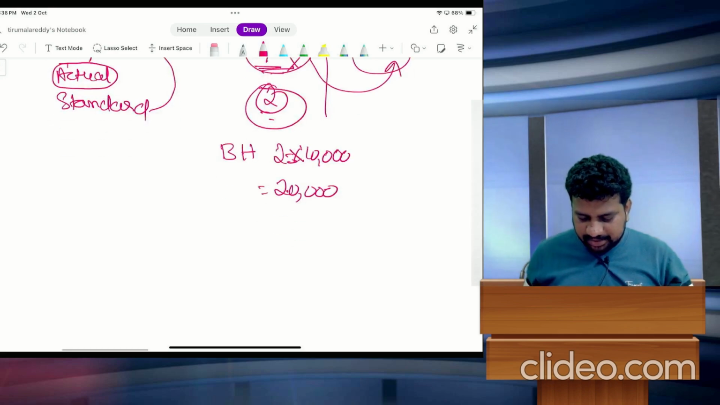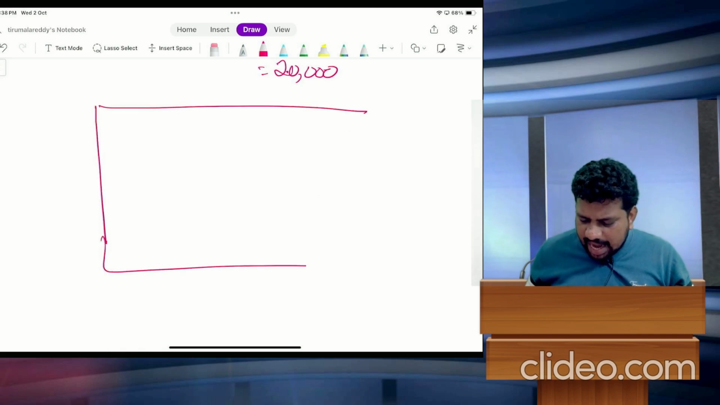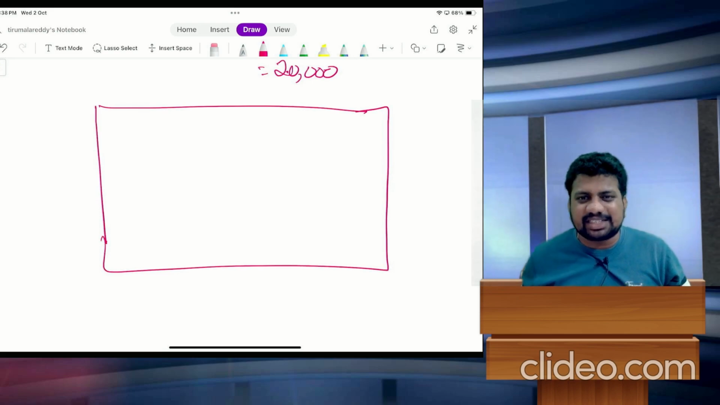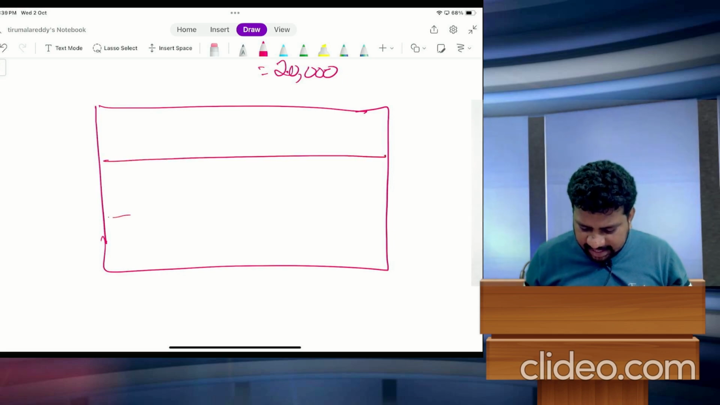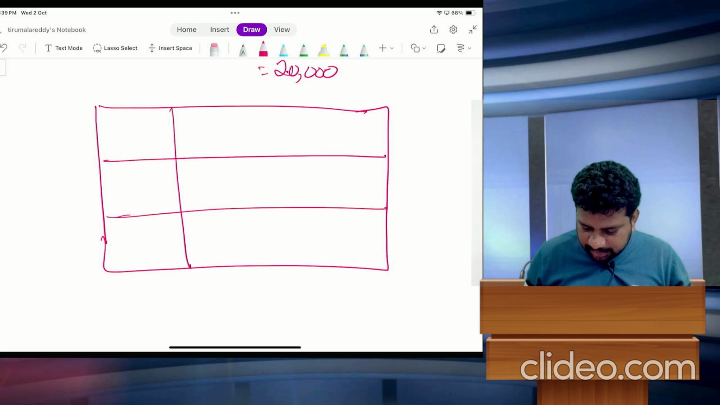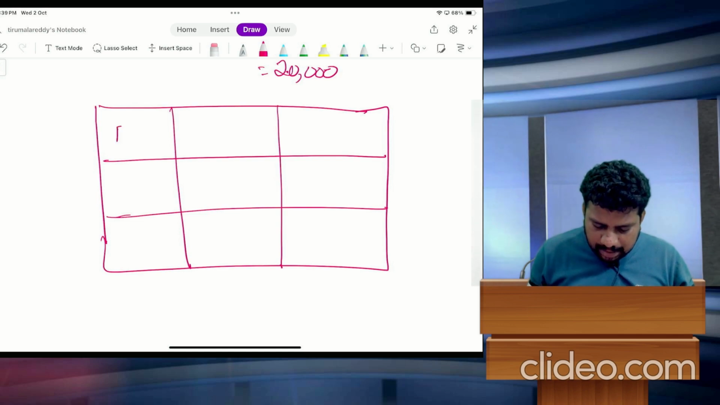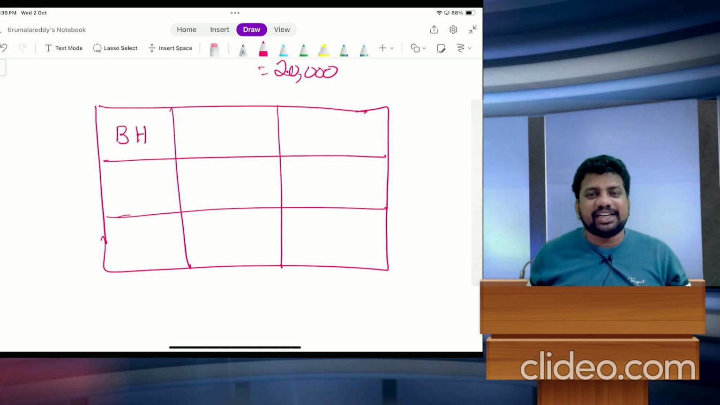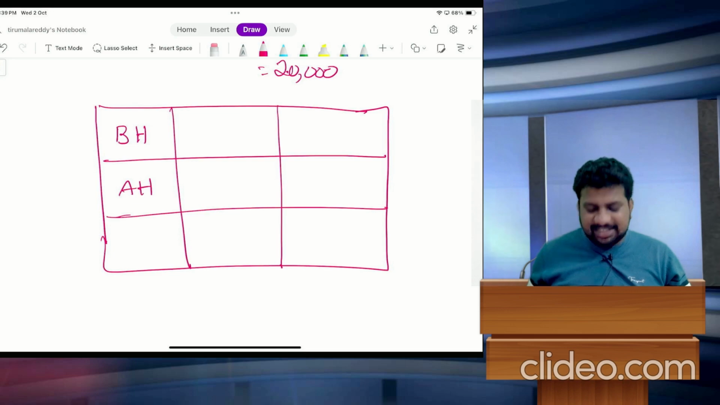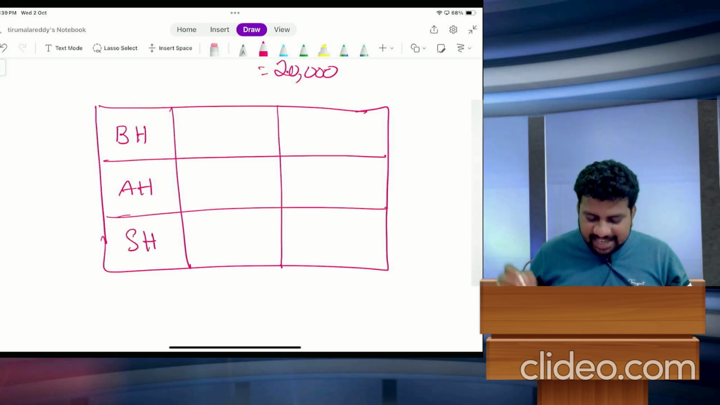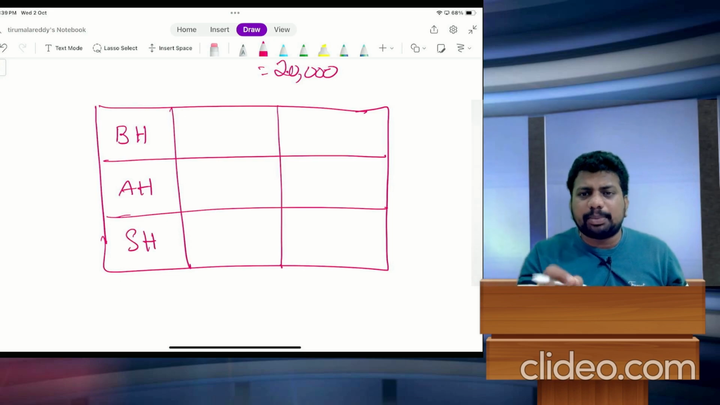Now, to solve a problem from fixed overheads, I am preparing a 3x3 matrix, just to dump the data given in the question. So what is the data exactly? The first one I'll go with is budgeted hours. Here I will go with actual hours. Here I will write standard hours. It can be per unit or it can be in total, depending on the question.